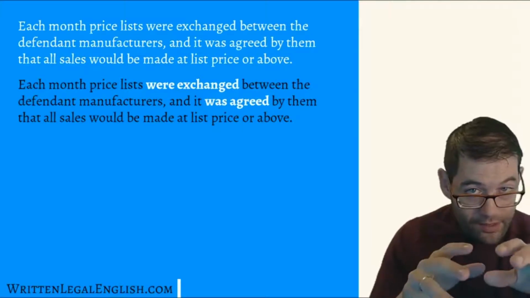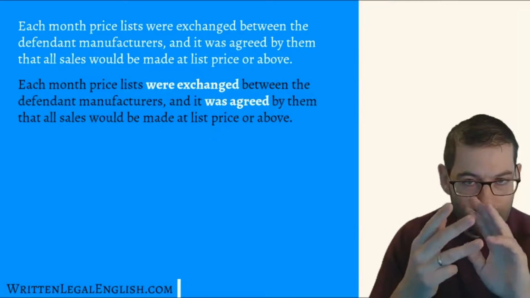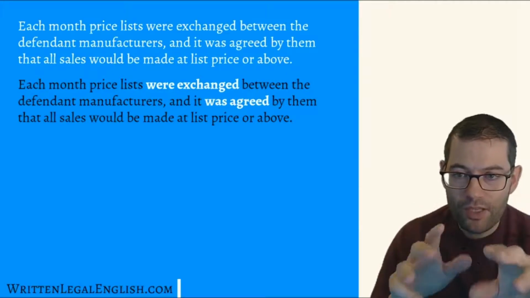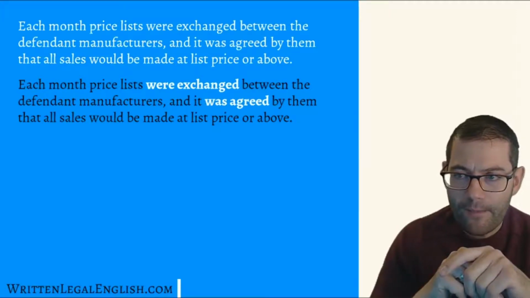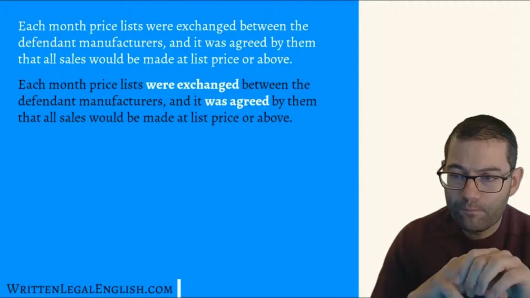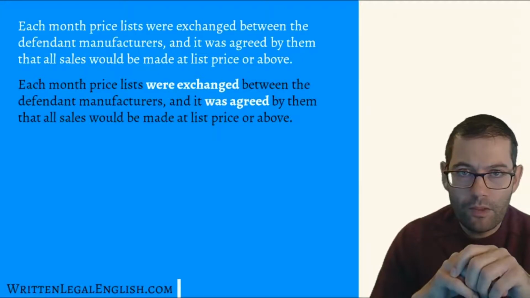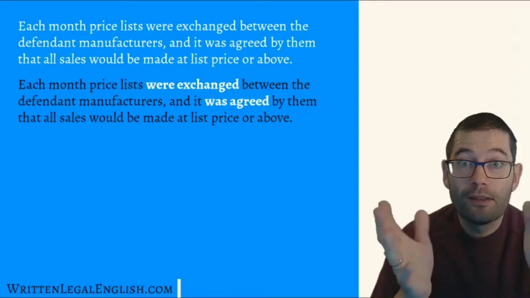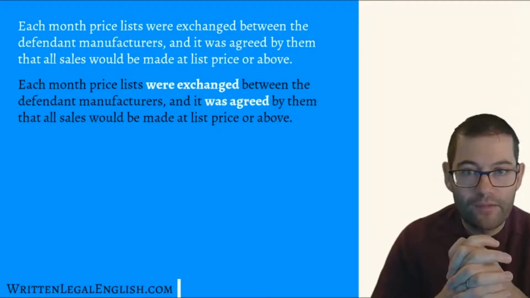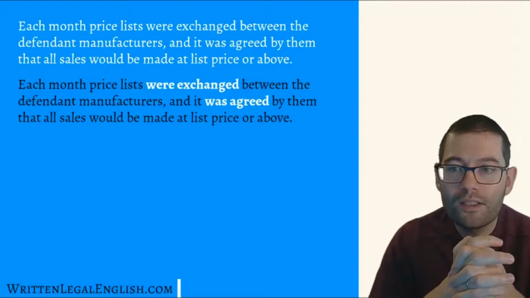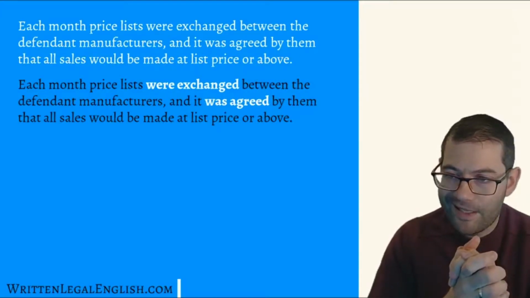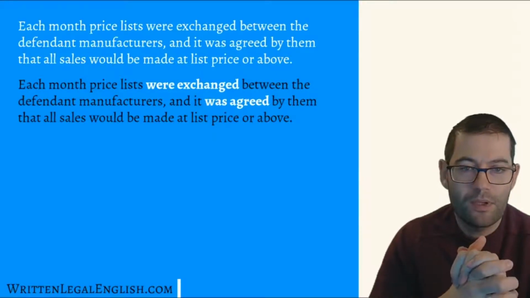There are other reasons why you can use the passive, but those three main ones are the ones that you should really concentrate on. And those are the three rules that we're going to apply to this writing here. So, first of all, let's start off with the subjects. Do we know who the subjects are? Yes, we do. They are the defendant manufacturers. What are the defendant manufacturers doing? The defendant manufacturers were exchanging price lists, and they were agreeing that the sales would be made at list price or above.